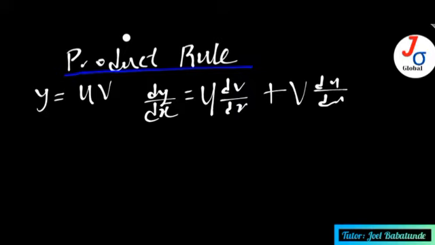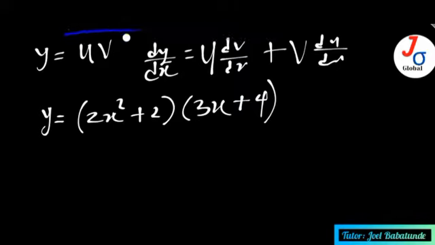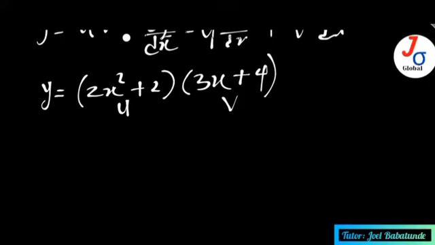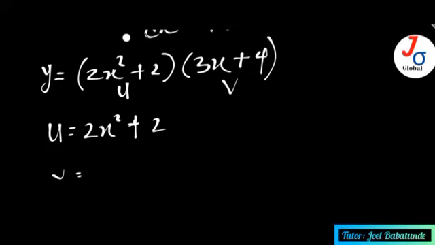Alright, so let's take an example. Let's say you have y equals (2x squared plus 2) times (3x plus 4). So how do you differentiate this? Let this be u and let this be v. You can see two different functions multiplying each other. So your u now becomes 2x squared plus 2, and your v becomes 3x plus 4.